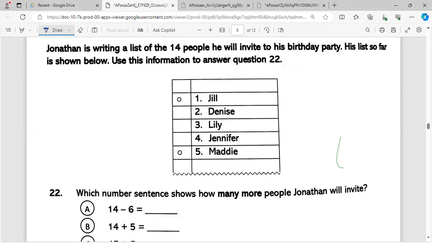Go ahead, Simika. Jonathan is writing a list of the 14 people he will invite to his birthday party. His list so far is shown below. Use this information to answer 22. First, Jill. Second, Denise. Third, Lily. Fourth, Jennifer. Fifth, Maddie. Which number sentence shows how many more people Jonathan will invite?